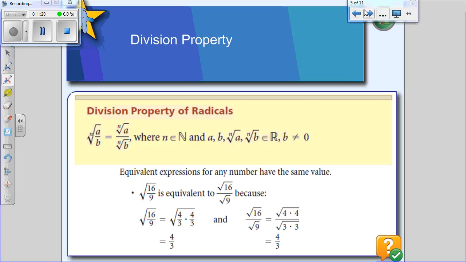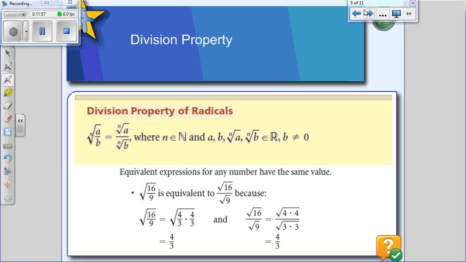The division property, basically the exact same thing as the multiplication property, is just division. So if you have the square root of a fraction, you can break that up into 2 different square roots. Pretty simple concept. It's the exact same thing as multiplication. The way we broke 2 multiples up, you can break 2 division sides.